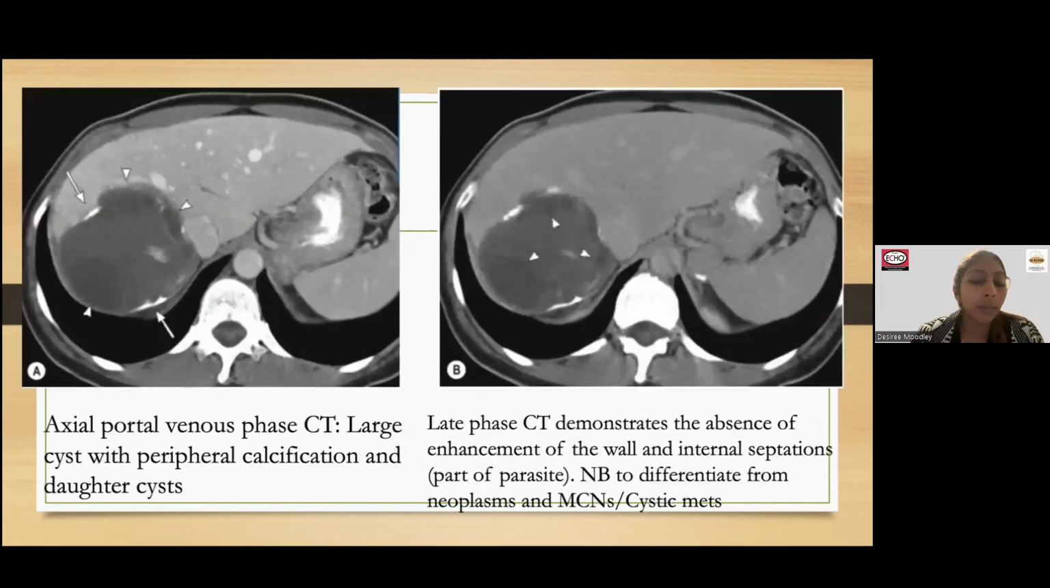This just shows a large cyst on the left with peripheral calcification, and you can see the arrows showing daughter cysts. And then on the right, it just shows late phase CT. So there's no enhancement of the wall and internal septations. And this helps you differentiate from neoplasms and MCNs or cystic mets.